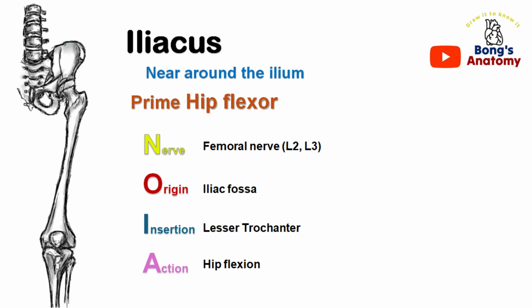Right, the first muscle we're going to cover is iliacus. It means near or around the ilium. This is a prime hip flexor, not the rectus femoris. Iliacus and psoas major build up the iliopsoas. Iliacus is innervated by the femoral nerve, originating from the iliac fossa, as the name gives, inserts into the lesser trochanter, and the action is hip flexion.